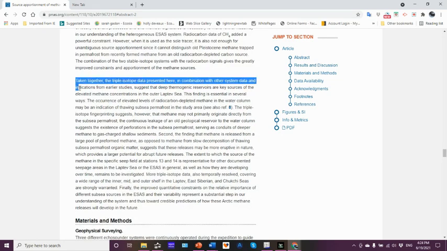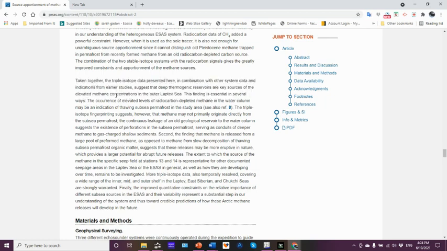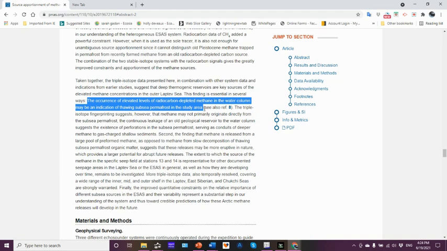Taken together, the triple isotope data presented here in combination with other system data and indications from earlier studies suggest that deep thermogenic reservoirs are key sources of the elevated methane concentrations in the outer Laptev Sea. This finding is essential in several ways. Okay, so this is the outer Laptev. It appears to be biogenic for the inner Laptev. The occurrence of elevated levels of radiocarbon depleted methane in the water column may be an indication of thawing subsea permafrost in the study area.